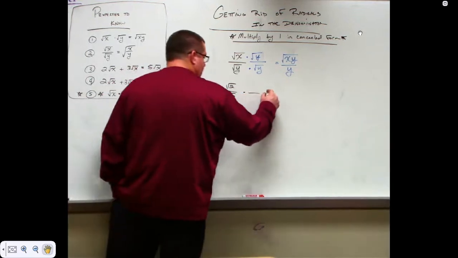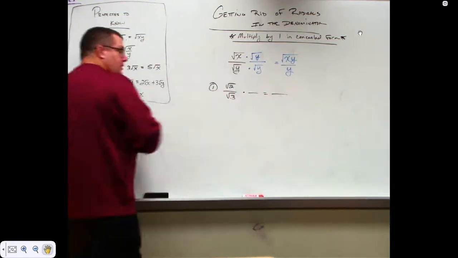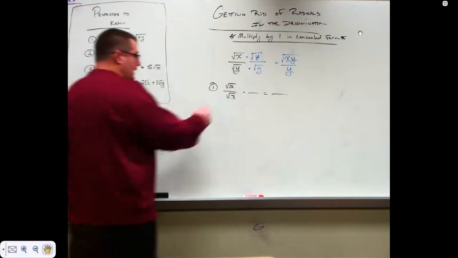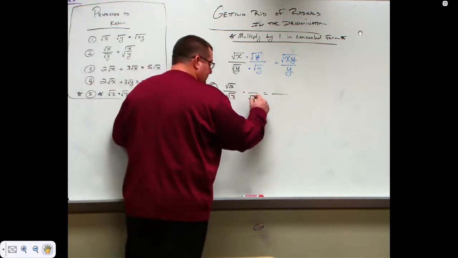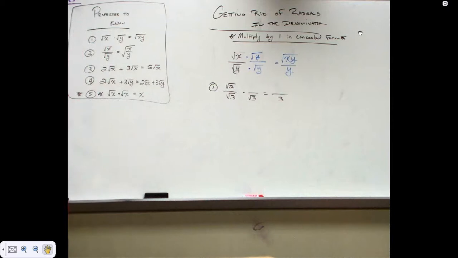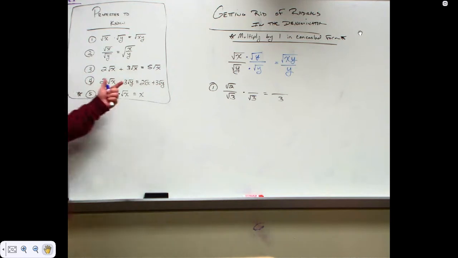So what am I going to do? How do I make radical 3 not have a radical anymore? I multiply it times itself. So I'm going to multiply square root of 3 times square root of 3, leaves me 3 right there, right? Everyone agree? But what allows me to do that? If I multiply the bottom by square root of 3, I have to multiply the top too.